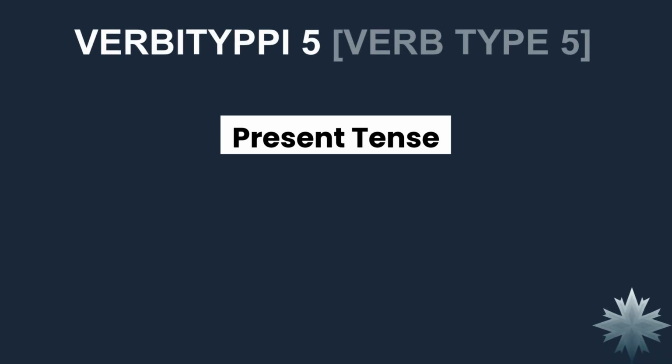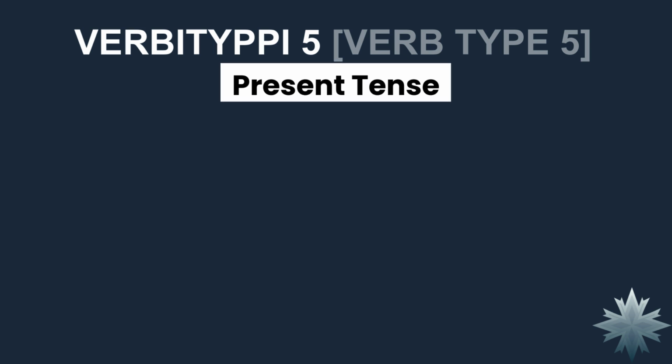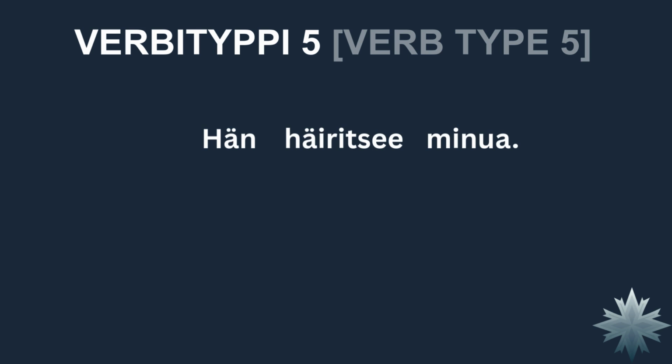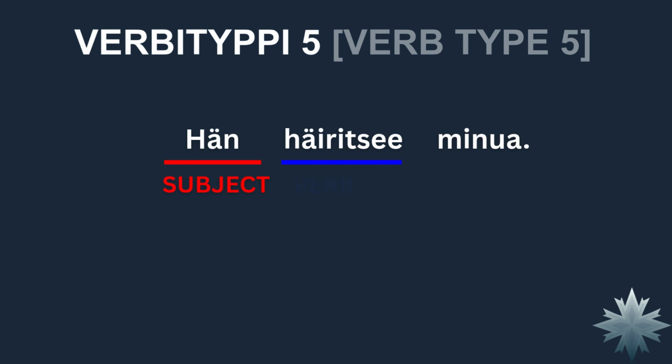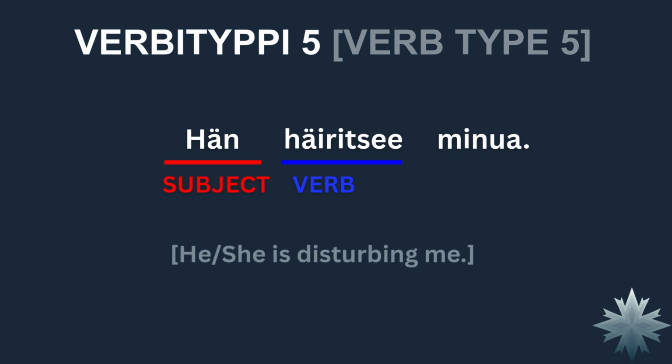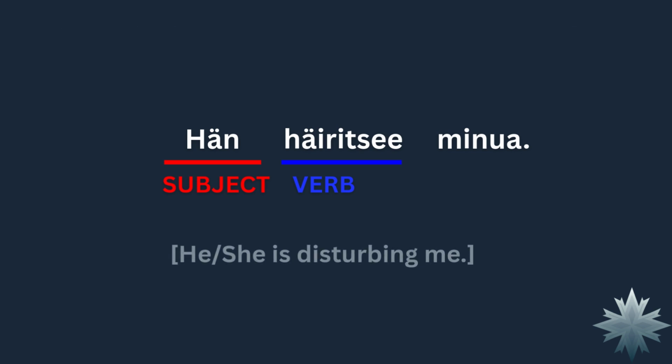Now let's understand this verb type 5 with example sentences. In present tense. Hän häiritsee minua. Here, hän is the subject. Häiritsee comes from the verb häiritä. Minua means me. Hän häiritsee minua. He or she is disturbing me.